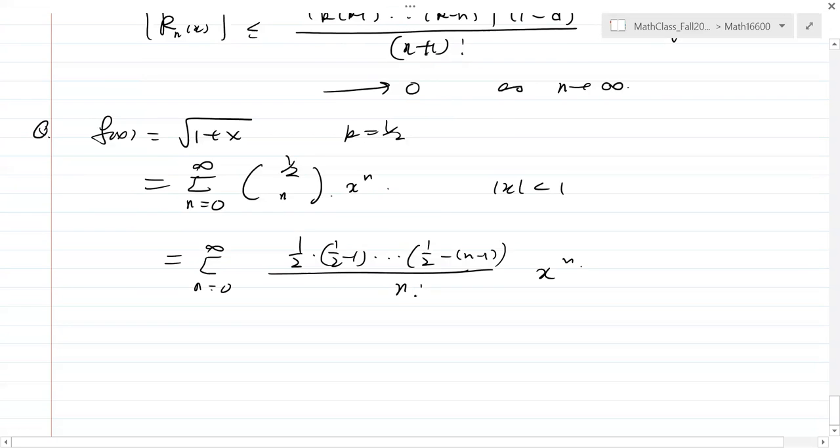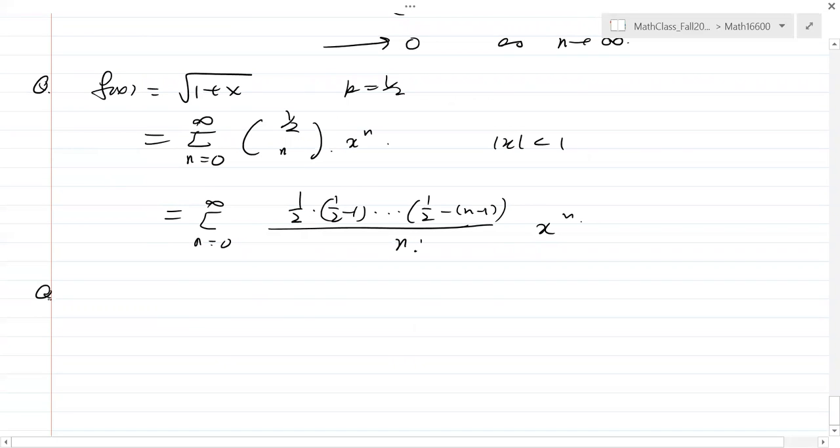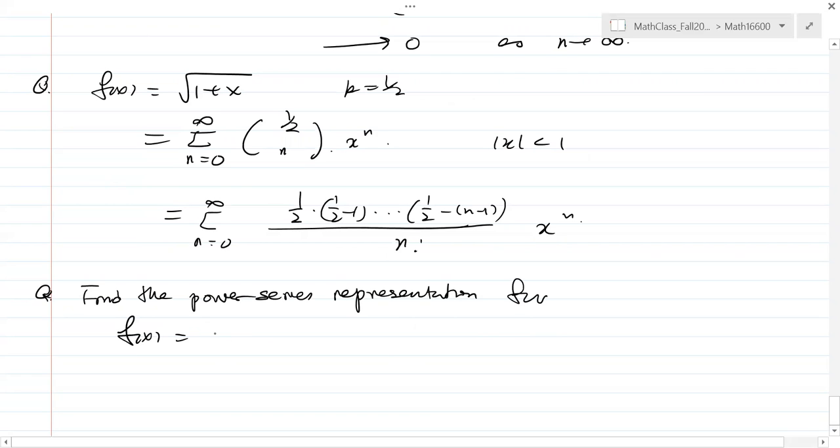All right, very last, I'm going to talk about this problem. Find the power series representation for the function f of x equals sine squared x.